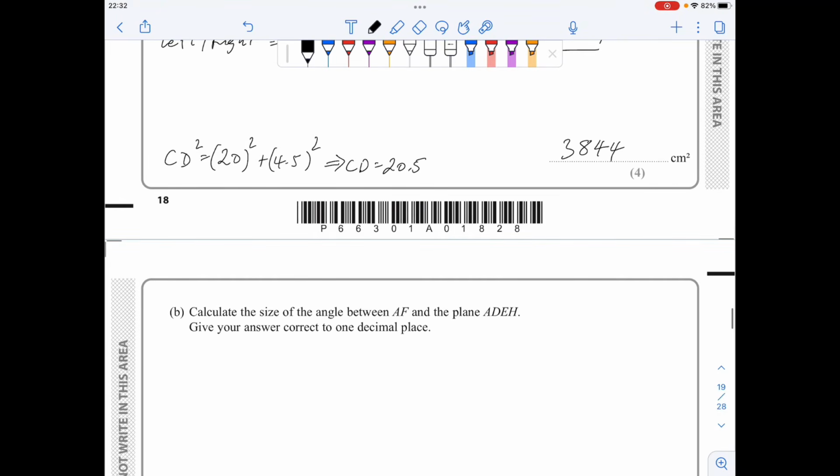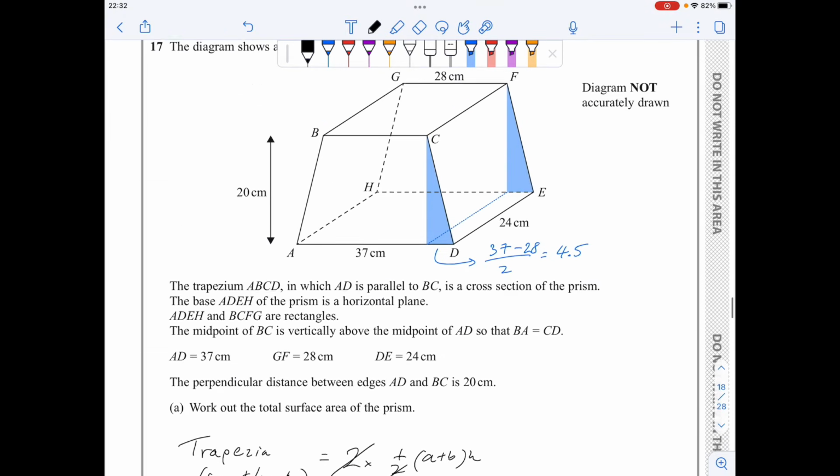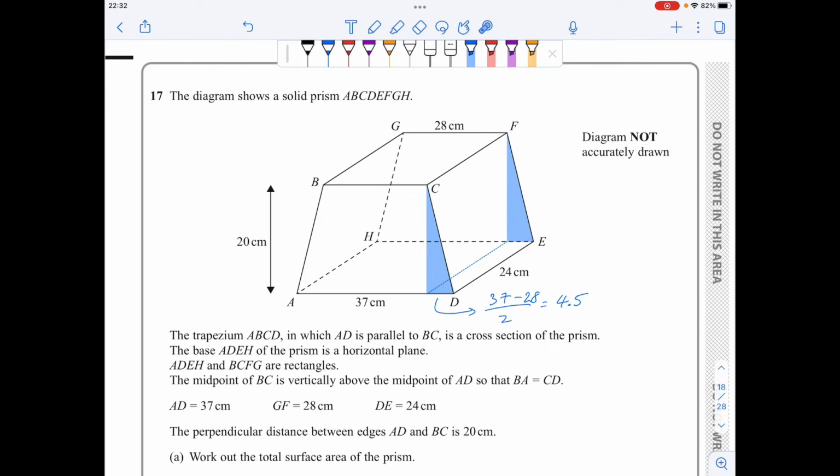Now in part B, I need to find the angle between AF and the plane ADEH. So if I go to the shape, the angle I need is the angle here between AF and the base. So this is the angle I need. So consider the following triangle. This is a right angle triangle, and I need this angle here.